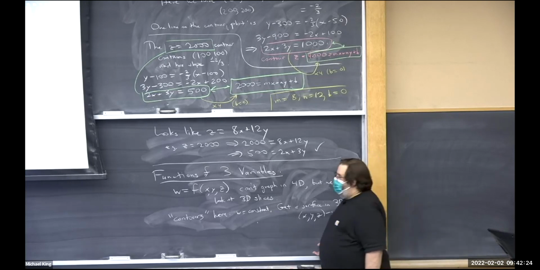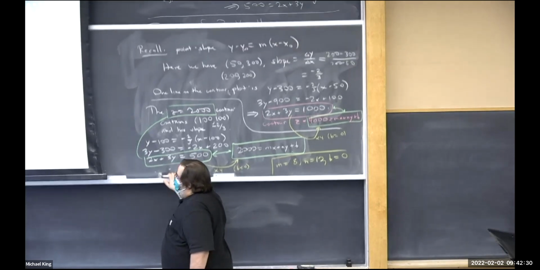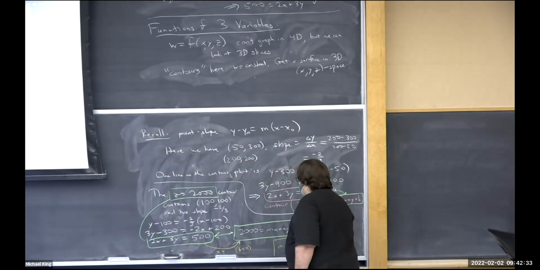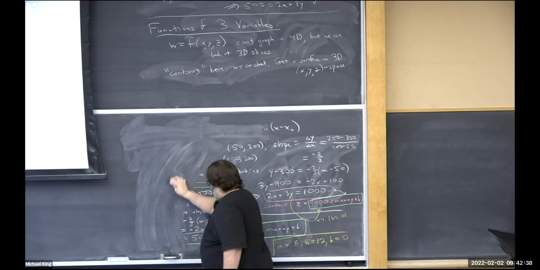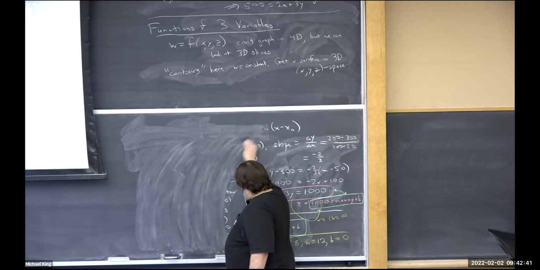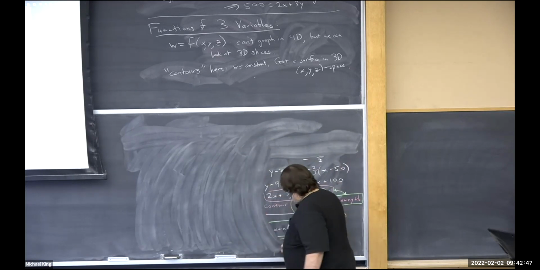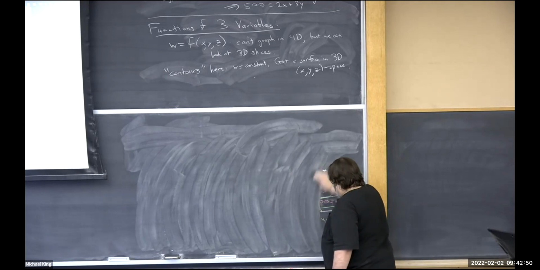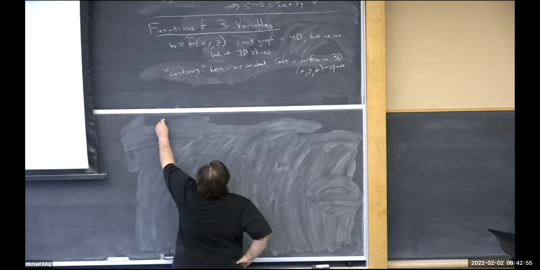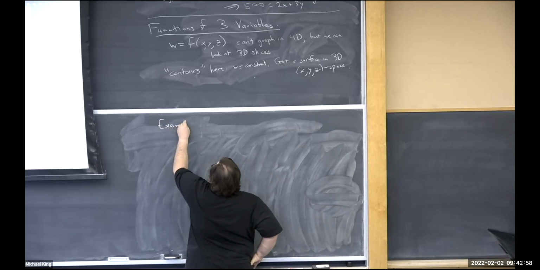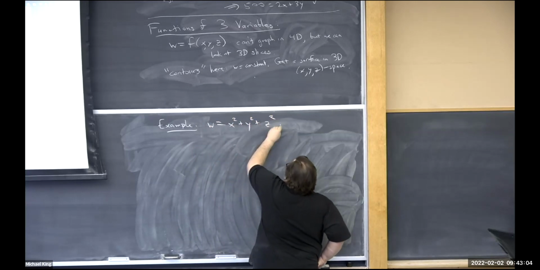That makes sense? So an example we could imagine is, here's a basic function, just x squared plus y squared plus z squared. We thought about z equals x squared plus y squared. We could do a similar thing here with x squared plus y squared plus z squared. So for example, w equals x squared plus y squared plus z squared.